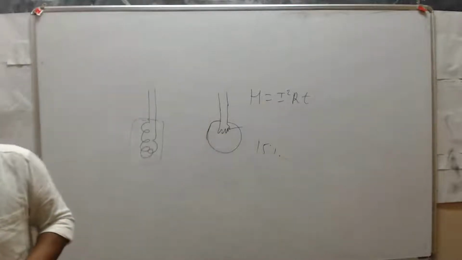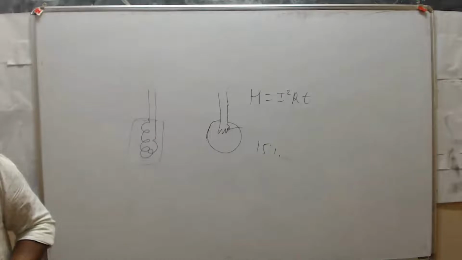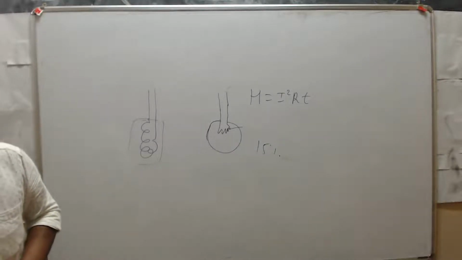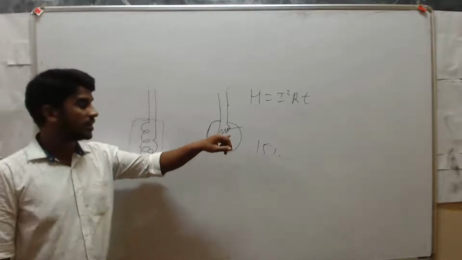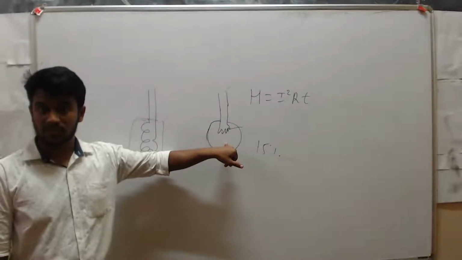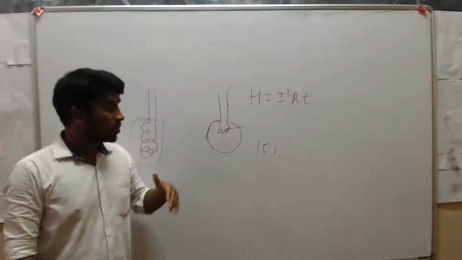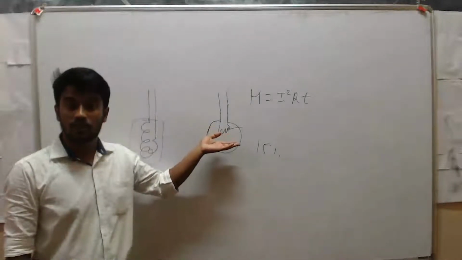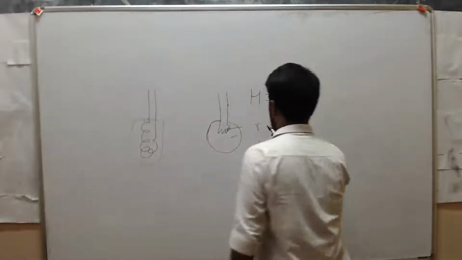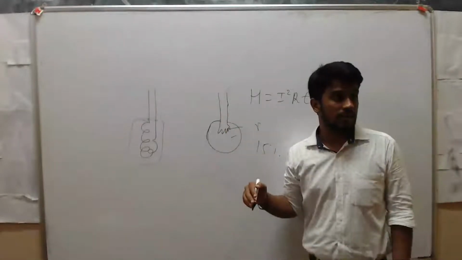And second, here we use some inactive nitrogen and argon gases. Why? To prolong the life of the filament, and prolong means to extend the life of the filament. So here we are using nitrogen or argon gas just to increase the life of the filament.